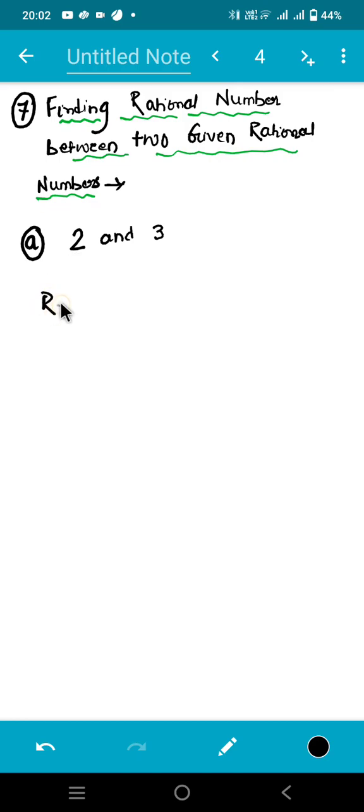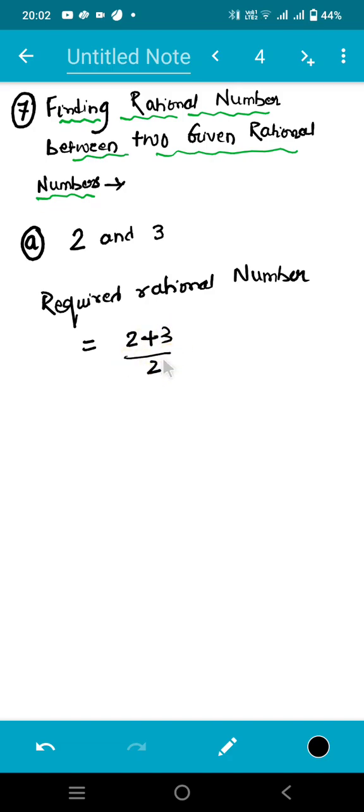the required rational number equals, you have to add these two numbers and divide by 2. That's it. It's as simple as this. So now just 2 plus 3 is what? 5. 5 by 2. And if you want, you can divide it also. That answer will come as 2.5. So you can write like this.